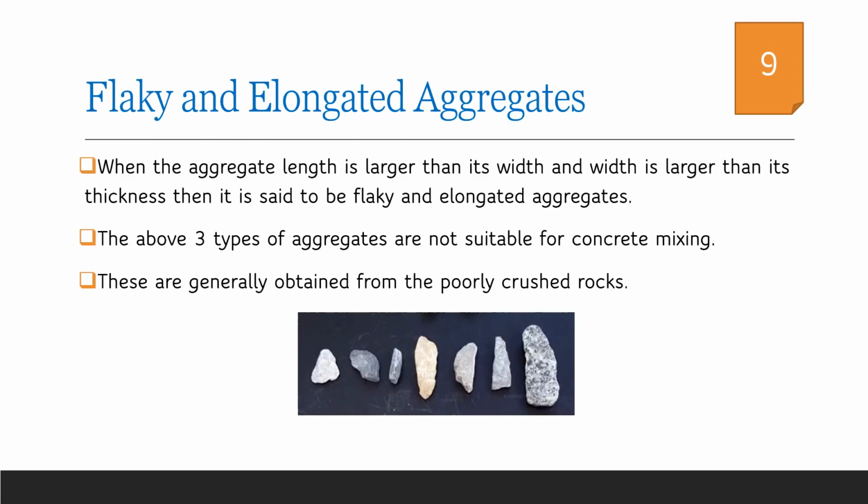Flaky and elongated characteristics of aggregate can occur together also. That is, the length of the aggregate is much larger than the other dimension as well as it has a very small thickness. The above three types of aggregates, that is flaky, elongated, and flaky and elongated, are not suitable for concrete mixing. They are generally obtained from poorly crushed rocks.